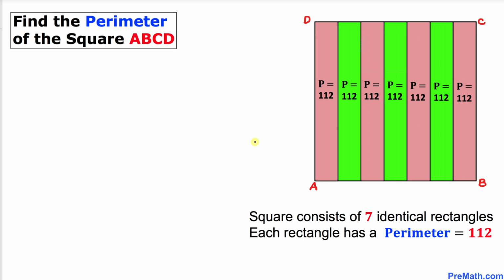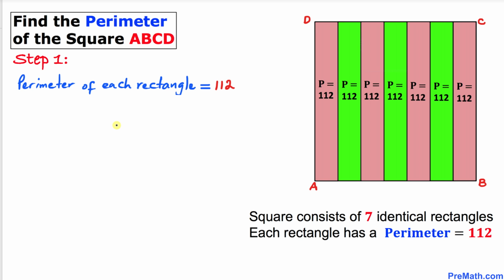So let's go ahead and get started with the solution. And here's our very first step. We know that all of these rectangular strips are identical and each has a perimeter equal to 112. Now let me go ahead and label these sides. Let's call the horizontal length of these rectangles x units, x, x, x, all the way x and x units.